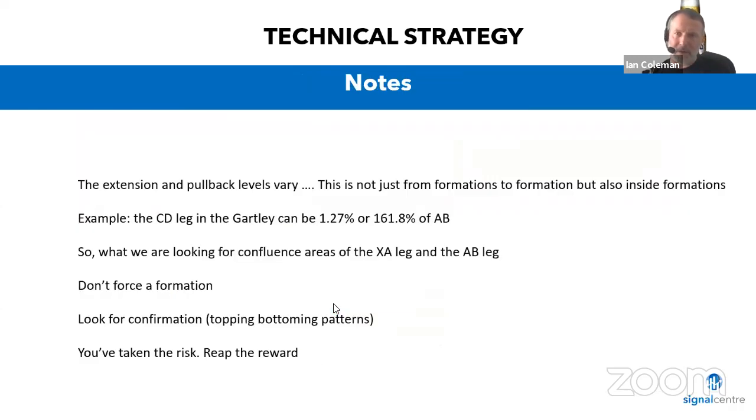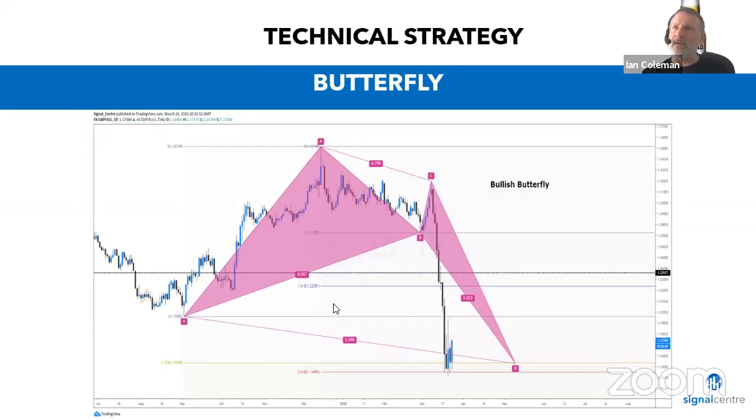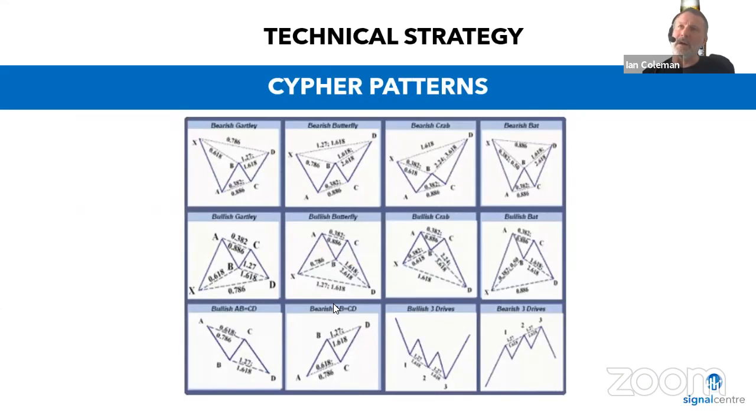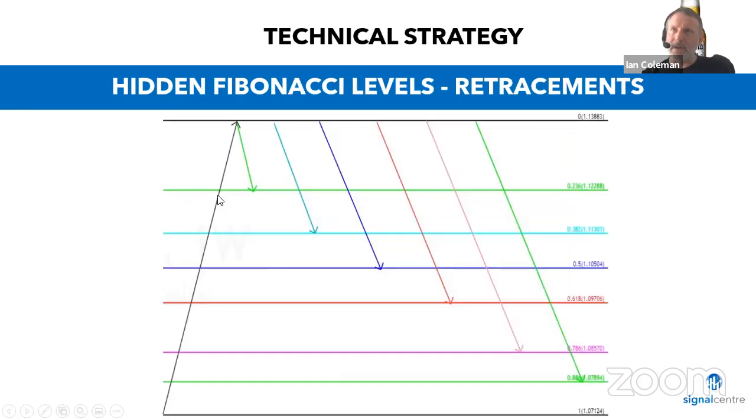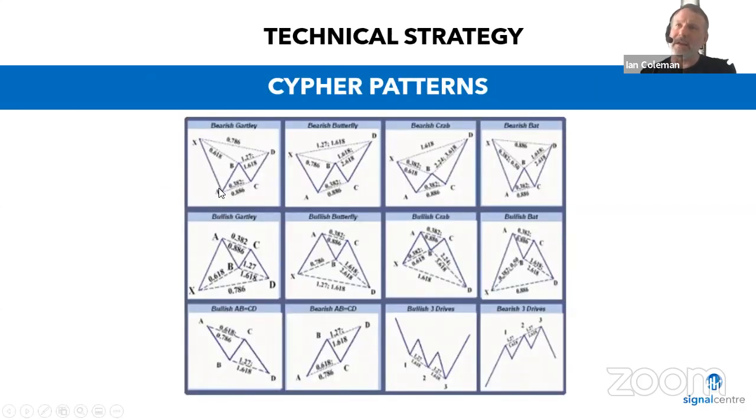Now, a few notes here. The extension levels and the pullback levels do vary quite a lot, not just between the formations, but also inside the formations. Just to make myself clear there, I'm going to flick back all the way to this guide. If you look here, the XA leg says basically the move to the upside should be 61.8%, but these vary.